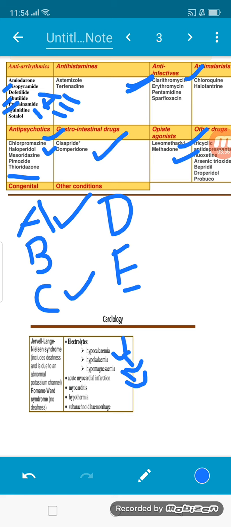What about the causes of congenital long QT syndrome? These are Jervell and Lange-Nielsen syndrome. This is actually an autosomal recessive disorder which has deafness in it, and that happens because of an abnormal potassium channel. Another is Romano-Ward syndrome. Remember, in Romano-Ward syndrome, you do not have deafness, unlike Jervell and Lange-Nielsen syndrome.